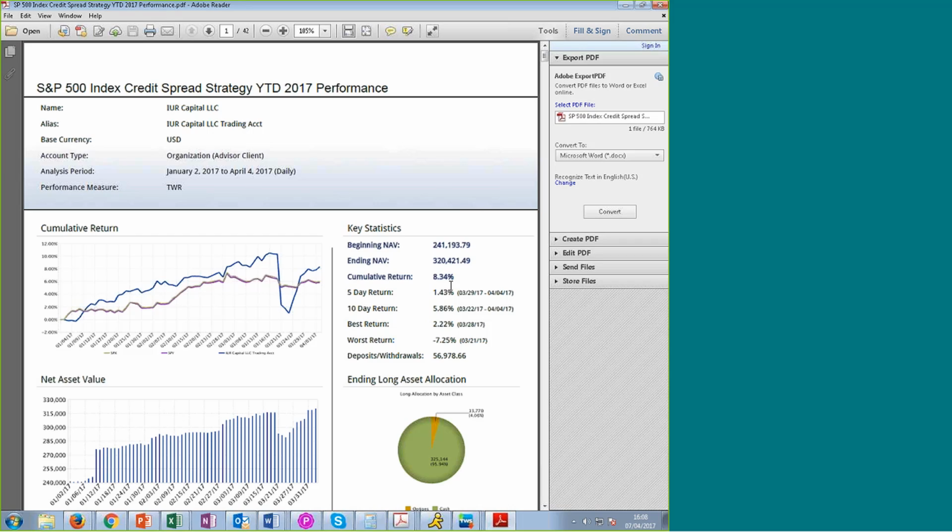So again, the key figures are over on the right. The cumulative return as of April 4 is 8.3%. And of course, that again is net of a 2.5% annual management fee, but gross of any year-end performance fee. Okay, over on the left, again, you've got your comparisons. Blue line being the strategy performance, green line being the S&P 500 index.